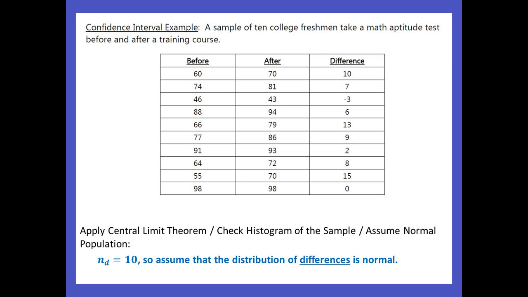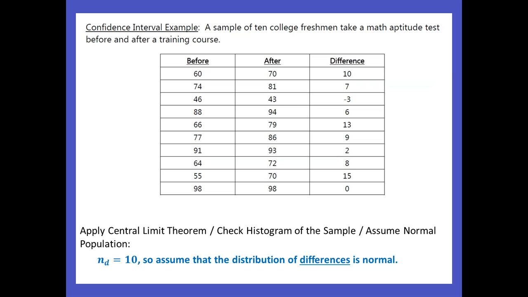The first thing is to see if we can apply the central limit theorem, and if not, what we're going to have to do. Well, the sample size here is 10 because it's the number of differences. So it's 10, not 20. This is the common mistake with the paired sample material. The common mistake is to count up the total number of observations, which in this case would be 20 because you have 10 before observations and 10 after observations.